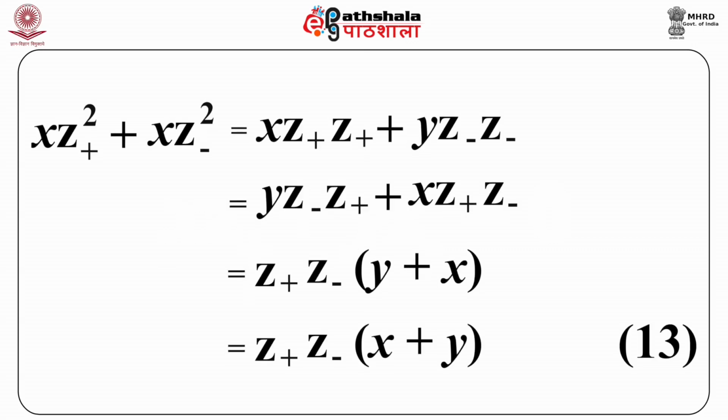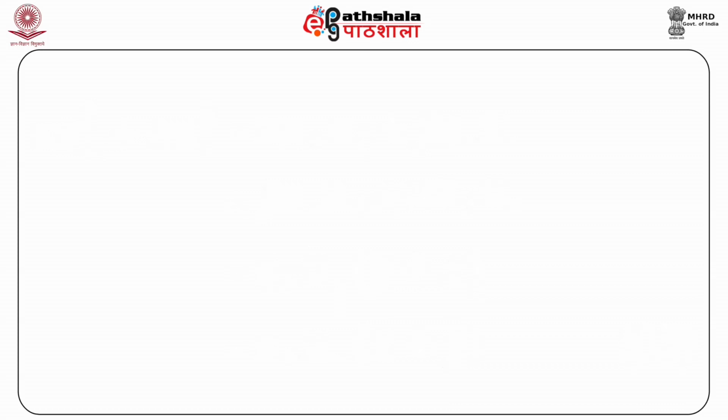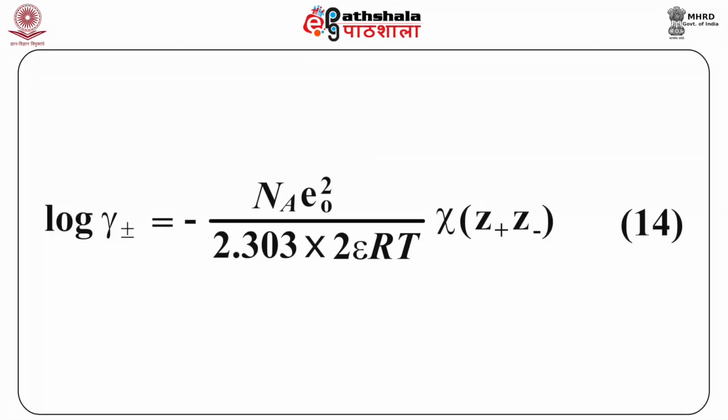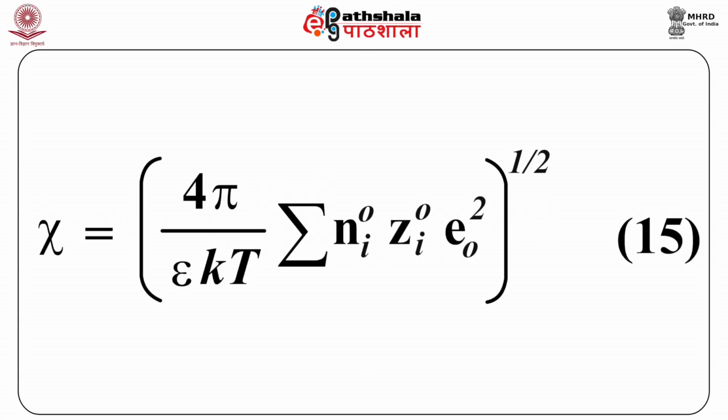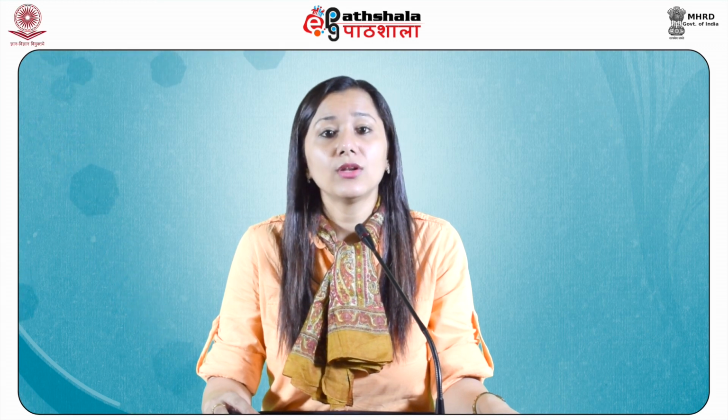Therefore, this is our equation 13. Using equation 13 in equation 12, we obtain equation 14 as, we know chi is given by relation 15 as, Ni0 is the total number density of the bulk, that is the number of ions per unit volume. Also, for the electrolyte, we can only measure concentration.